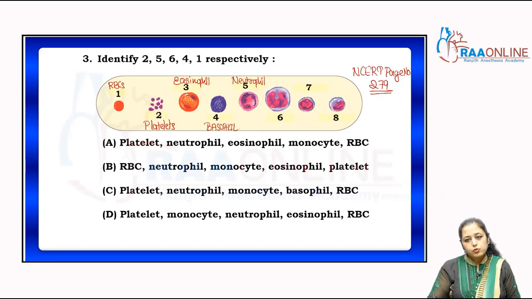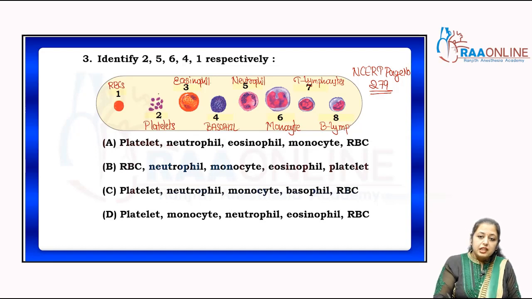You can see that sixth one, that nucleus looks like the monocyte, right? That is the kidney shaped nucleus. That's why that sixth is the monocyte. That seventh one is called the T lymphocytes. And that eighth one is called the B lymphocytes, right? So these are the structures. Now we'll come to identify 2, 5, 6, 4, 1.